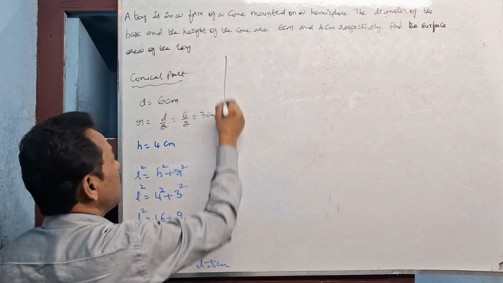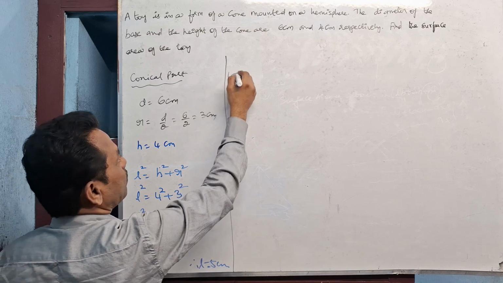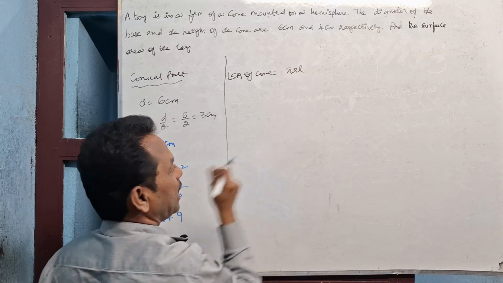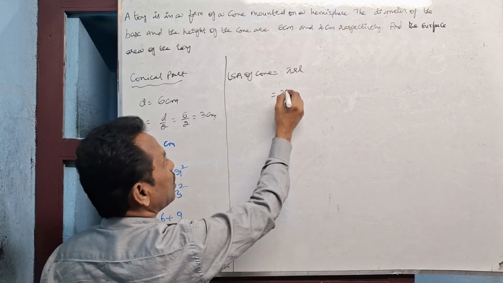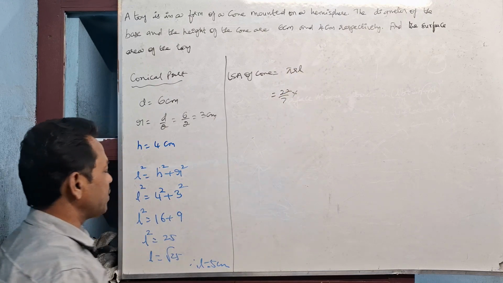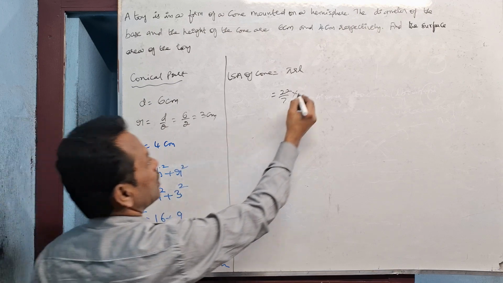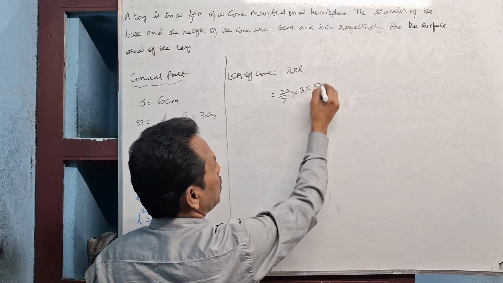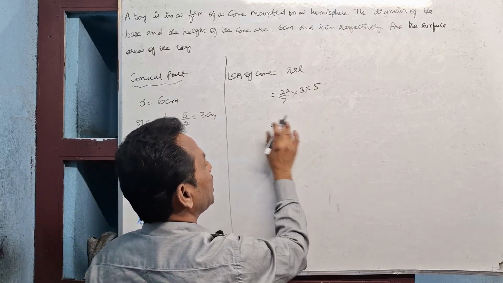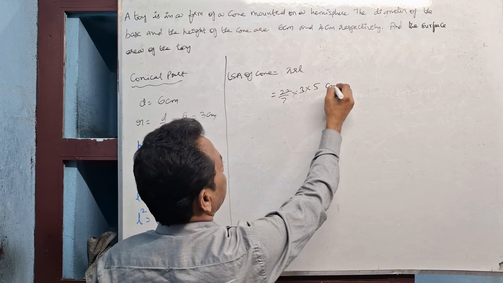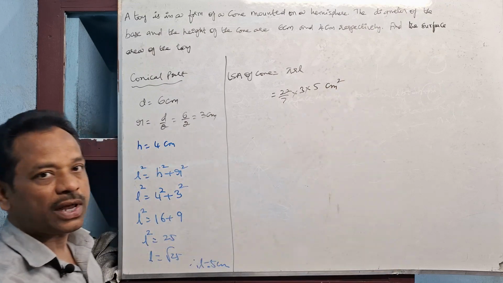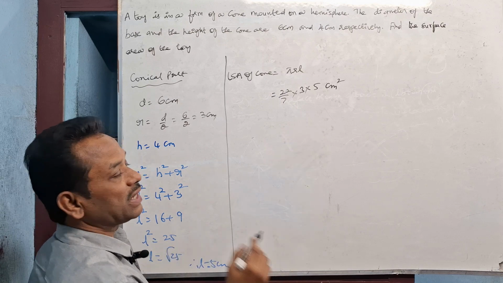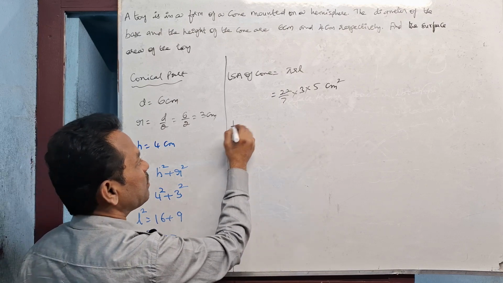Then I'll go for the LSA of the cone. LSA of cone equals, the formula says, pi r l. Now pi is nothing but 22 by 7, into the radius of the cone, 3, into the slant height L, which is 5. I'll keep it as it is. Let me take this as centimeter square. Afterward, in the final step, we will simplify and cancel. Now we'll go for the hemisphere part.